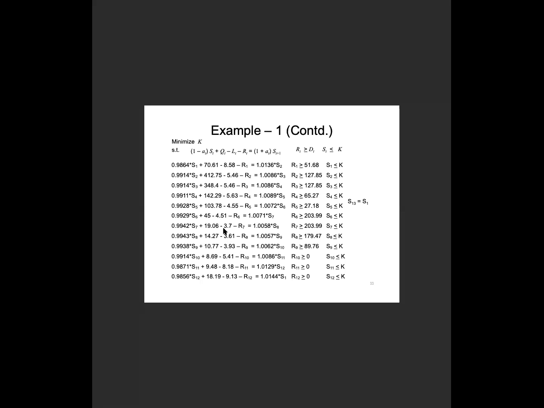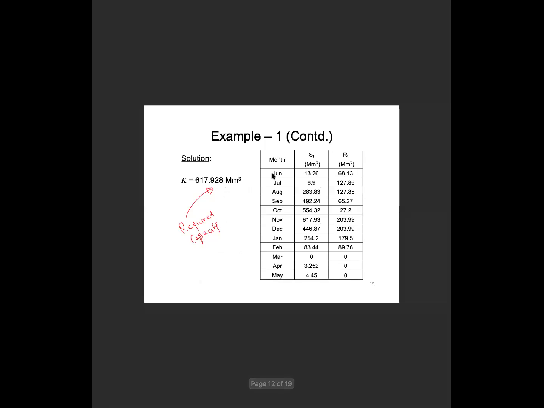You can even write a for loop for that if you don't want to write these 13 equations, and then just solve it. And once you solve it, you get the time series: what should be the release in each month, what should be the storage in each month, and what is the capacity that you would need. Do you see that the capacity that we are getting here, 617.93, corresponds to the maximum amount of S_t at any time t, which happens to be November?